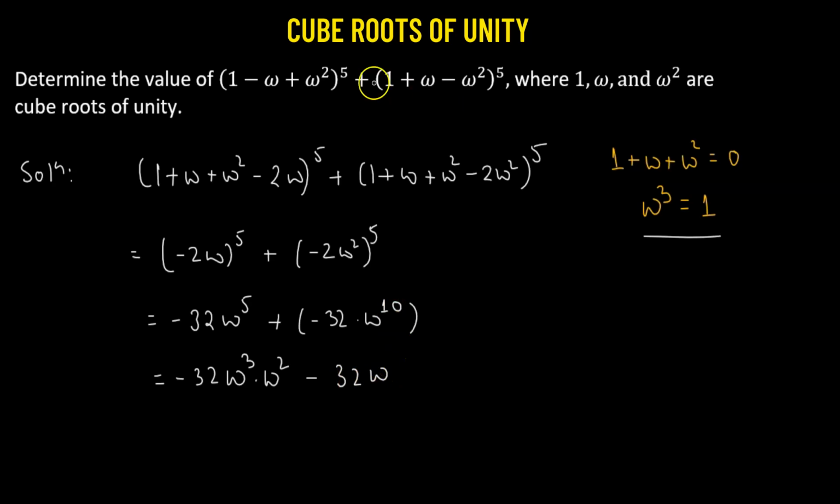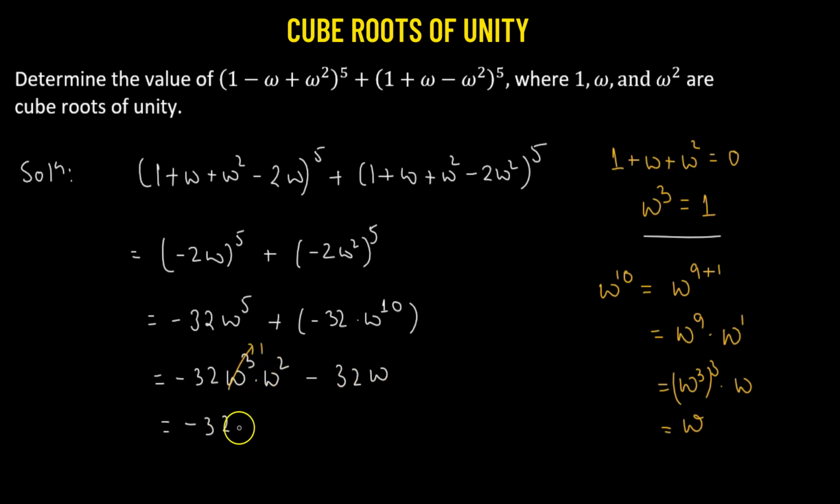So let me write it here. We have omega raised to the power of 10. This can also be expressed as omega raised to the power of 9 plus 1. Using the law of indices, we have omega raised to the power of 9 times omega raised to the power of 1. Now omega raised to the power of 9 is omega cubed raised to the power of 3, times omega. Now omega cubed has the value 1. So that means omega raised to the power of 10 is simply equal to omega. So we'll put omega here, and omega cubed goes to 1. That leaves us with negative 32 omega squared minus 32 omega.